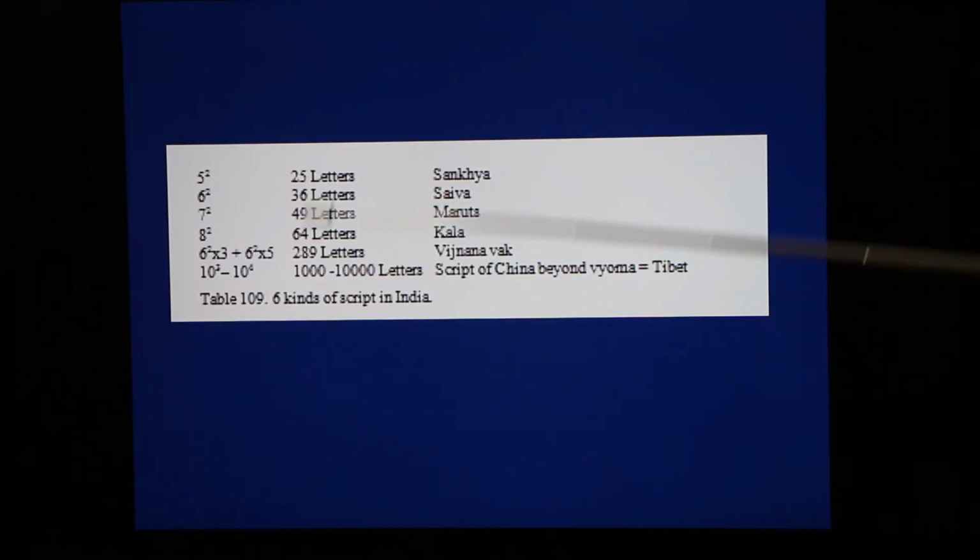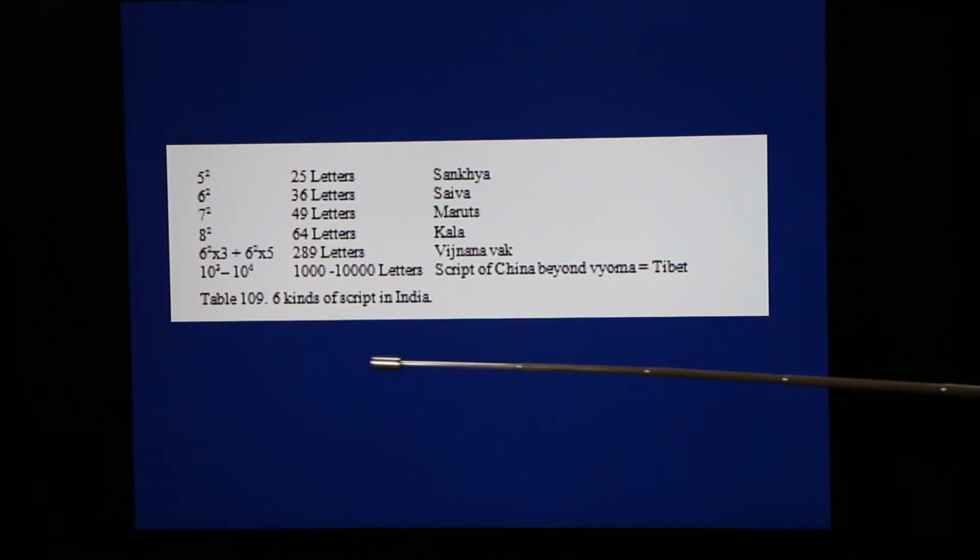So while the West makes a clear distinction between alphabets, normally 22, 24, 26, 28 letters, and Chinese, which it says has nothing to do with letters, the Sanskrit model sees this in terms of multiples of the squares of letters and includes China in the game.